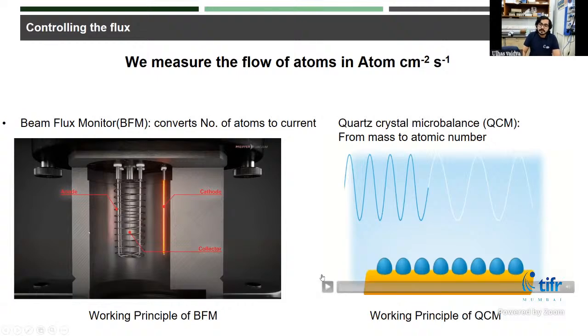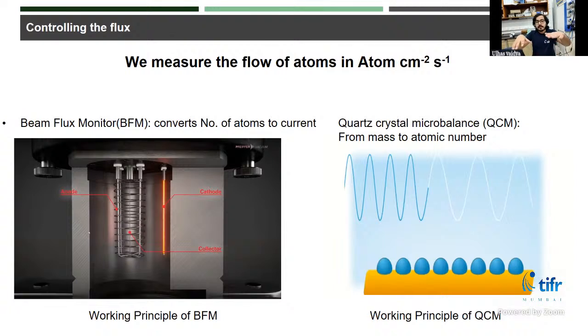Yes, for clarification, so you have crystal resonators whose frequency changes? The frequency changes as the mass is getting deposited. So whatever gets on the substrate also gets on the oscillator.